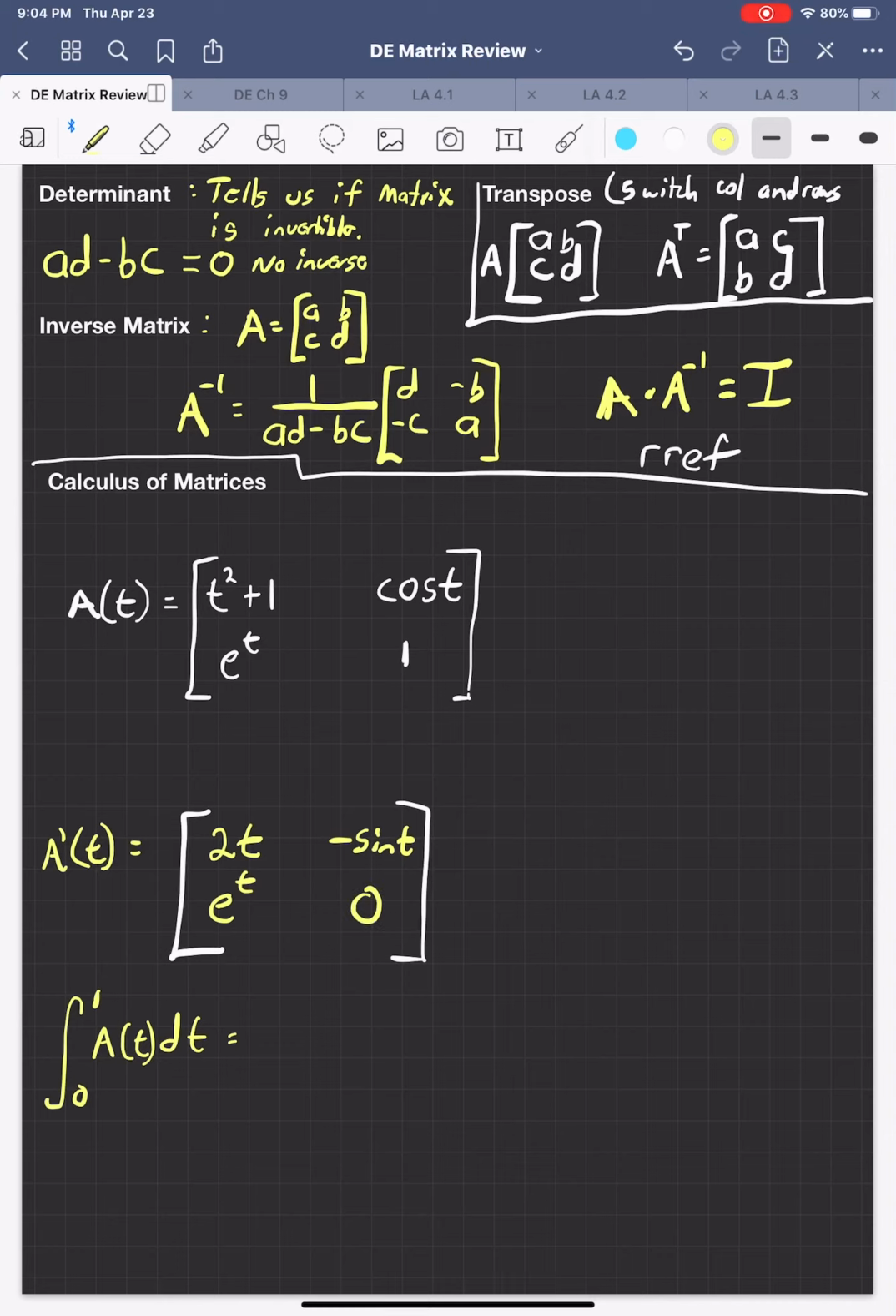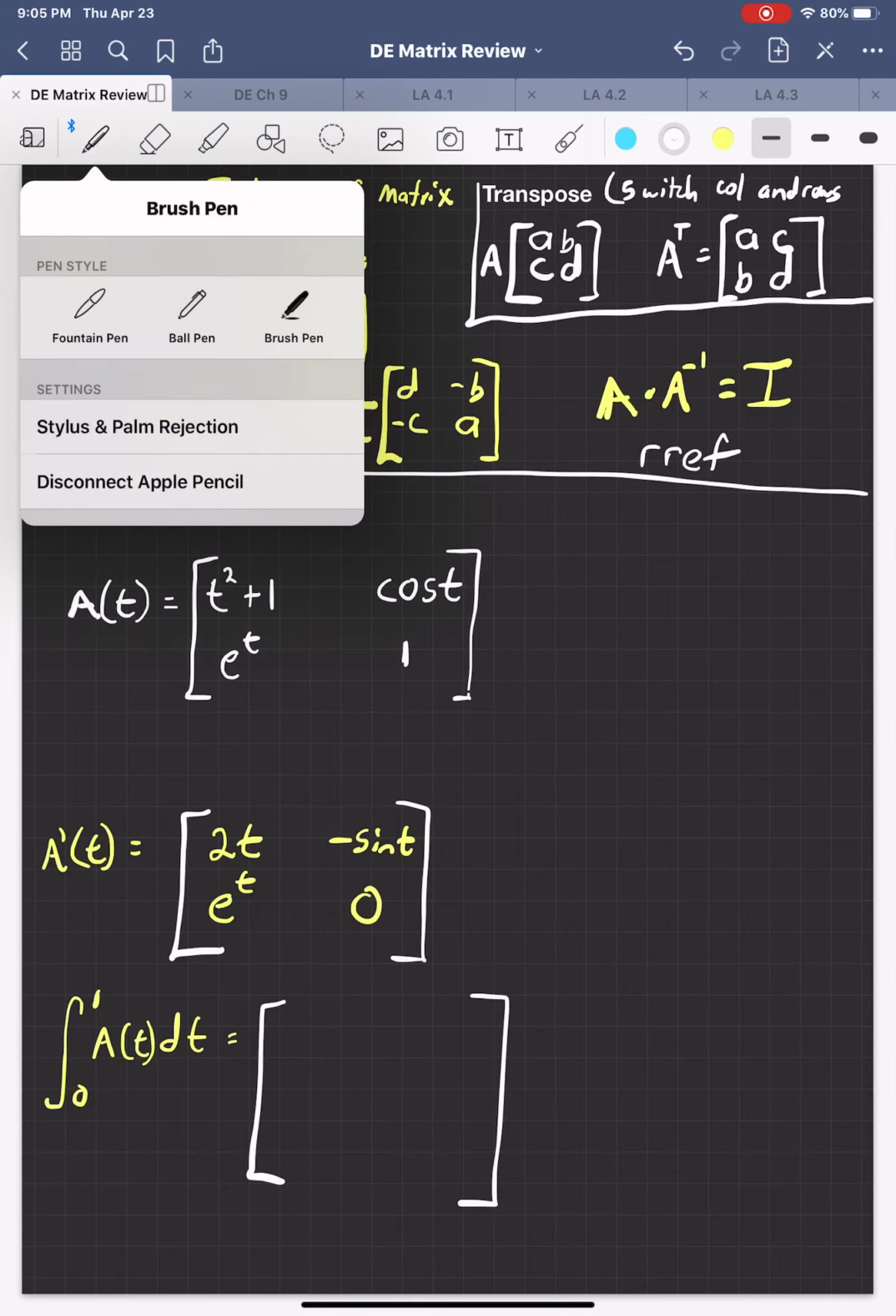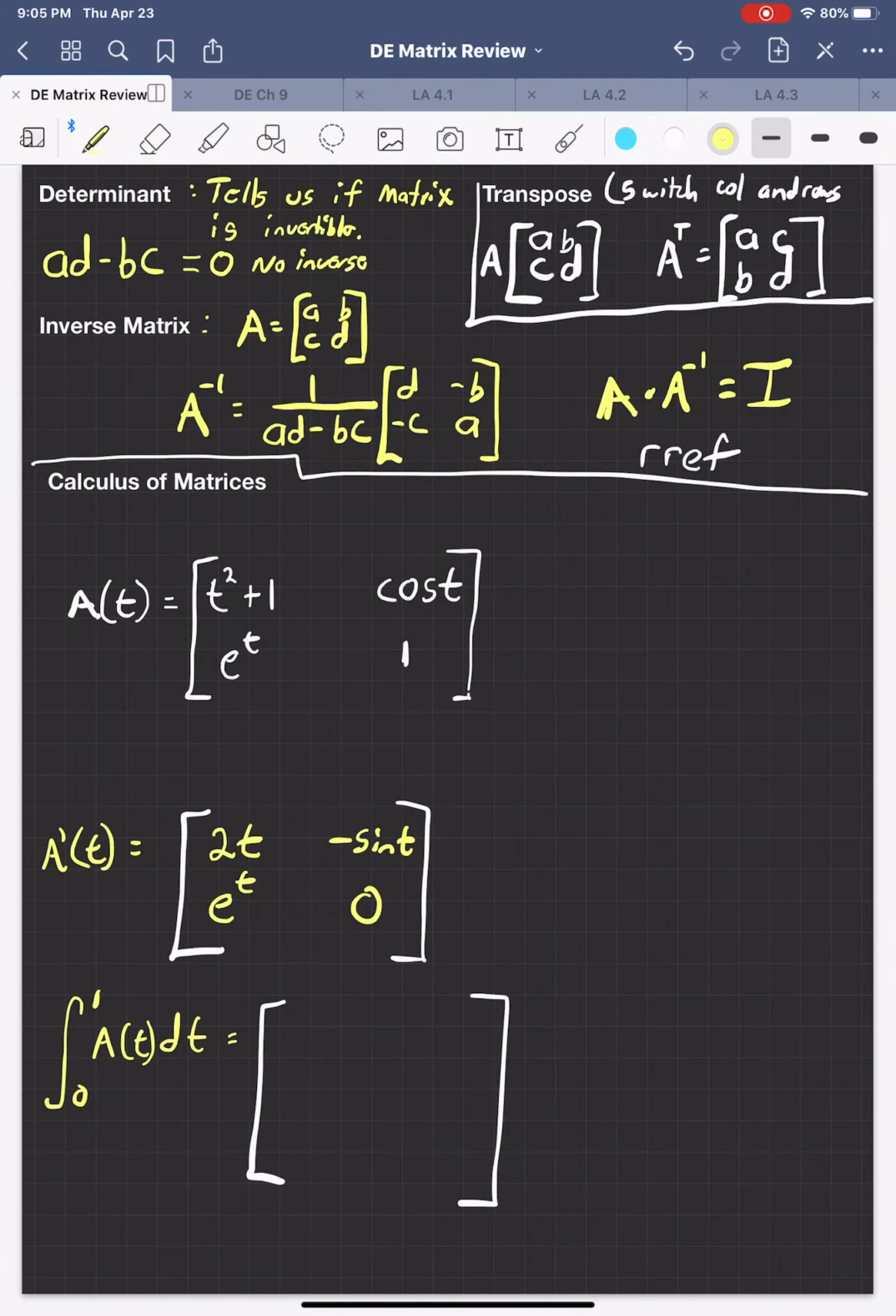If you wanted to do definite integration, it's just as easy. What you would do is integrate each entry. So that's what I'm going to do right now. So if you integrated, this is what you're integrating with respect to t. Well, I tell you what, let me do it this way.